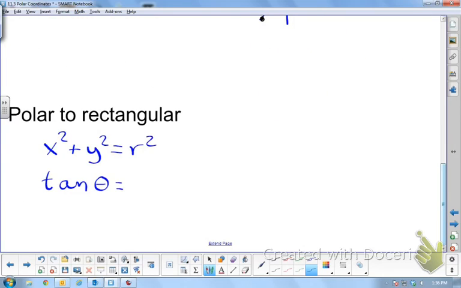Did you put rectangular twice? Or no, rectangular to polar, we still have to fill in the formulas for.